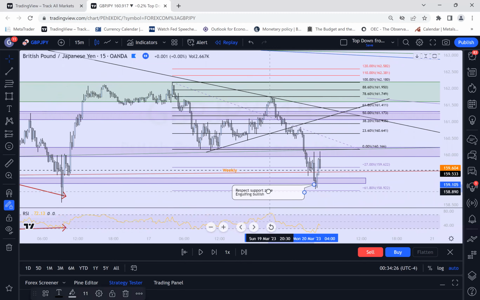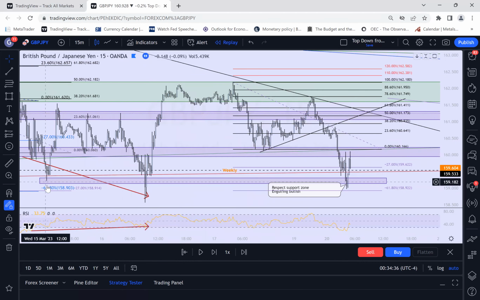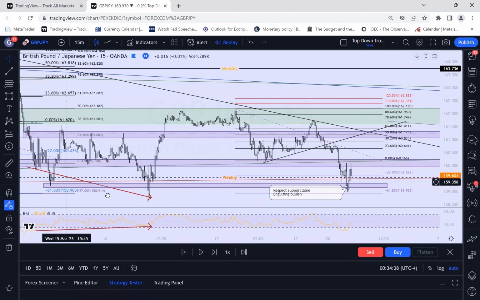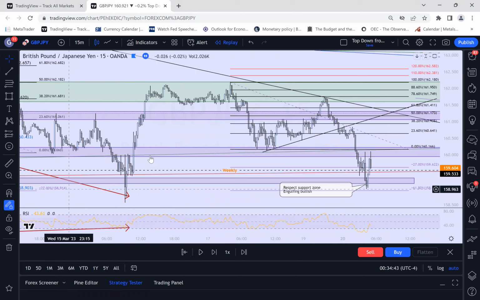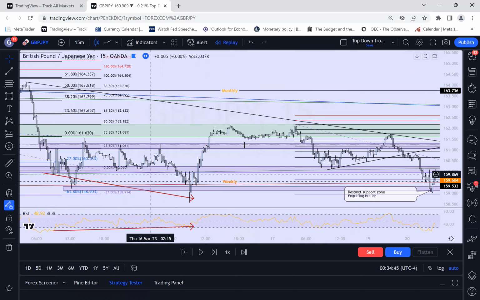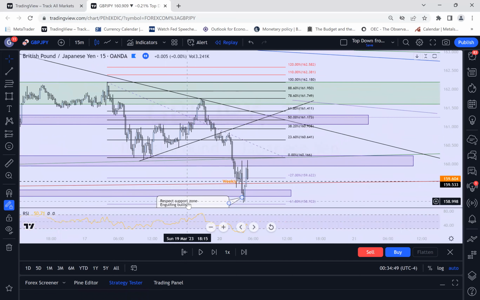Okay, so it respected this zone that I have here. Each time it came into this zone, price wicked out of it or had some kind of engulfing bullish, but it just rejected this zone. So this was a support zone that I have right there. So I was like, okay, price has to buy.